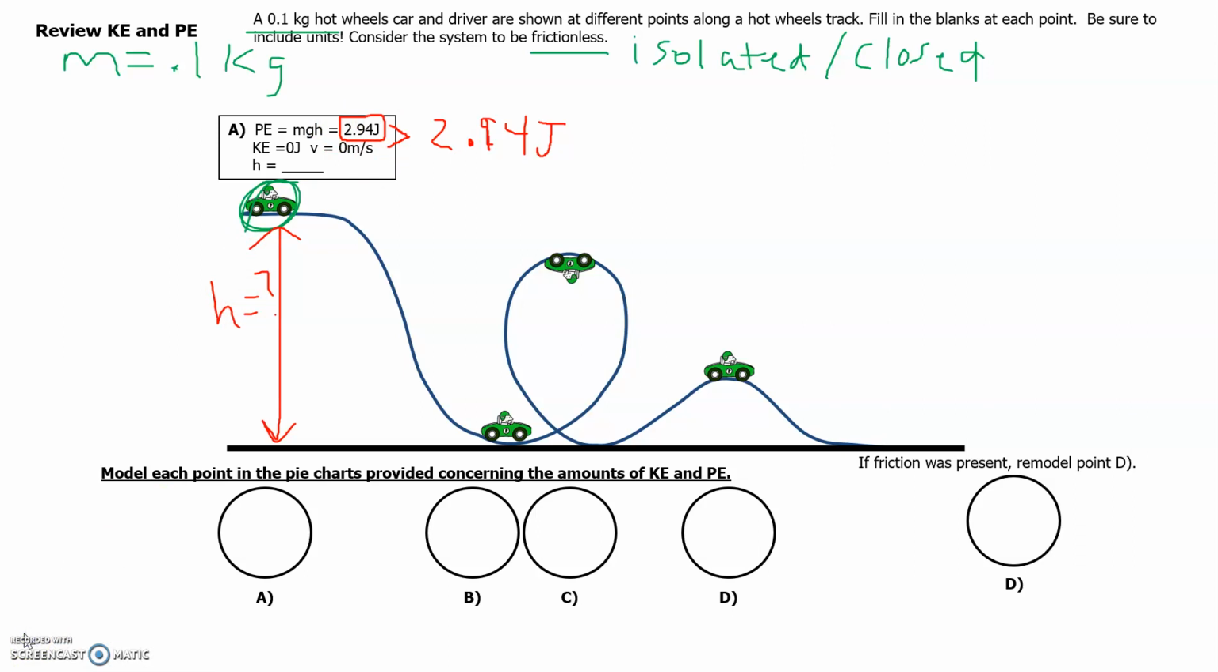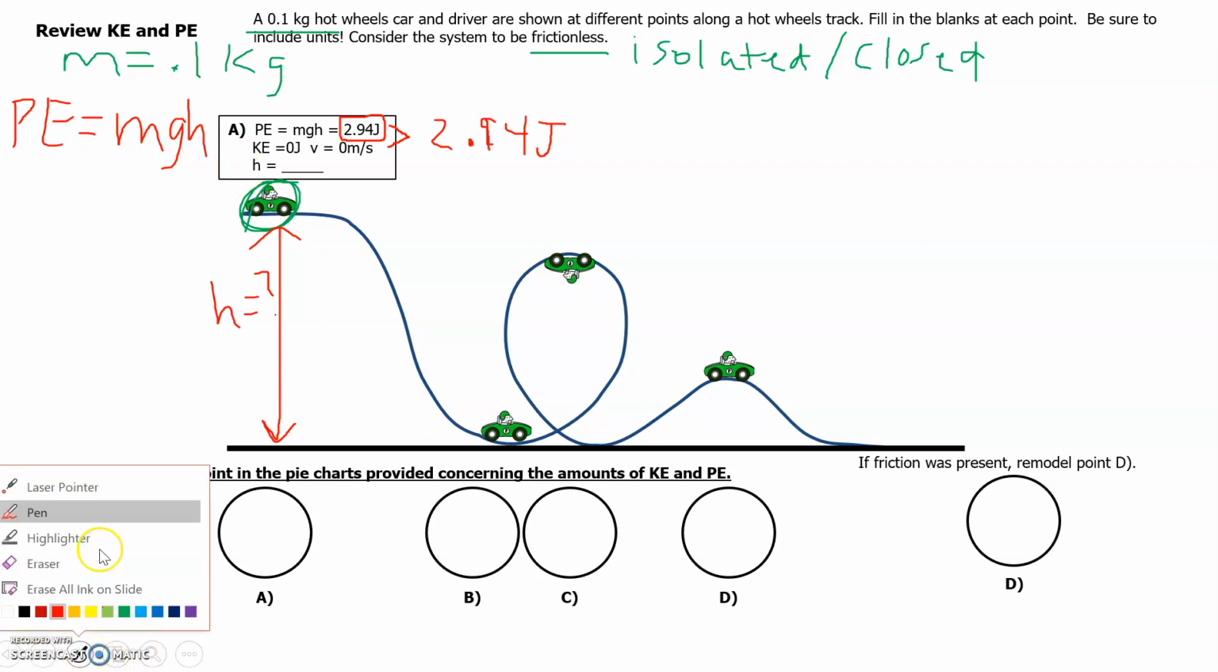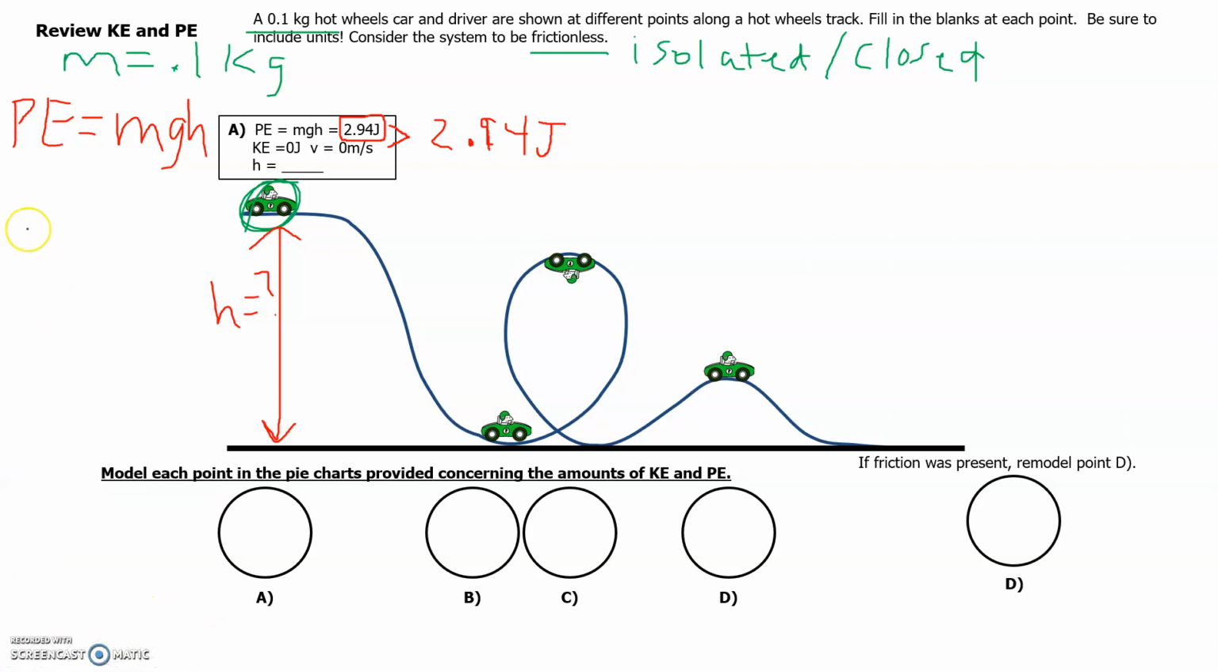So for point A, we are looking at how high that car is. We know the potential energy is 2.94. We know the mass of the car was 0.1, right? And gravity is always going to be 9.8, or for our case, we're going to be using 10. So we know that the potential energy is found by using mass times gravity times height. We can plug in exactly what we know and figure out what height is, because we have all of those variables except for height. How easy is that?